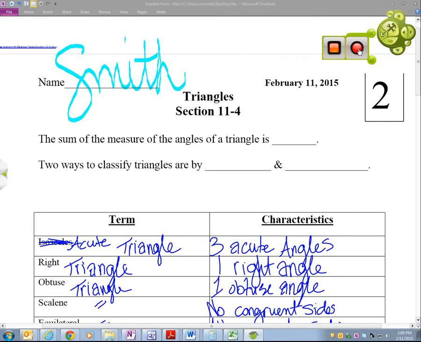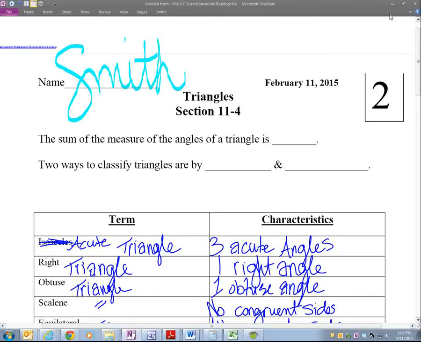Now it's recording. Triangles, 11-4. The sum. Whether you've had this or you remember, you might be aware of the answer to this first question. It says the sum of the measure of angles of a triangle is what? Yes, sir. It is 180 degrees.